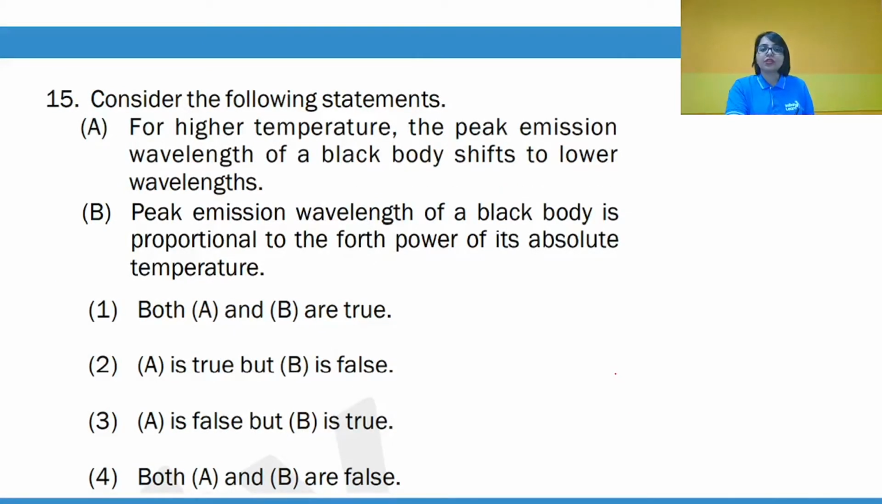For higher temperature, the peak emission wavelength of a black body shifts to lower wavelength. Yes, lambda m is inversely proportional to T. So if temperature is high, lambda m will be low. Peak emission wavelength of a black body is proportional to the fourth power of its absolute temperature. No, this is not the relation. So this statement is false. A is true, B is false. So the correct answer is option 2.